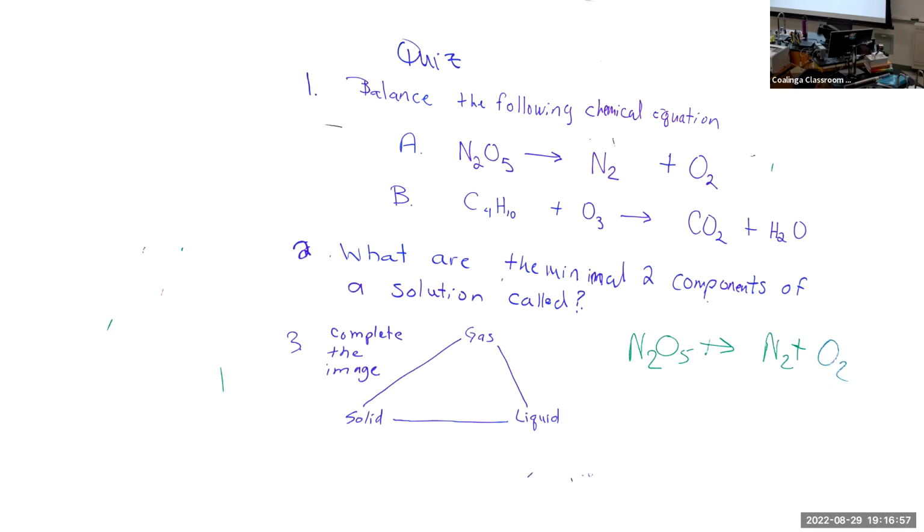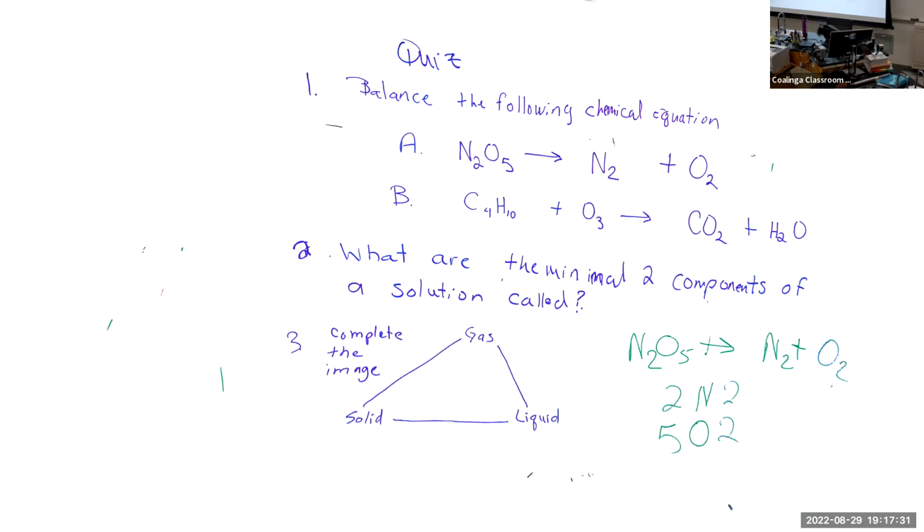So I have an N and I have an O. Okay, so how many N's do I have on my... how many O's do I have on my... what side is this called anyway? Reactant. That's right, that is the reactant. Okay, and then on my product side, how many N's do I have? 2. And then how many O's?